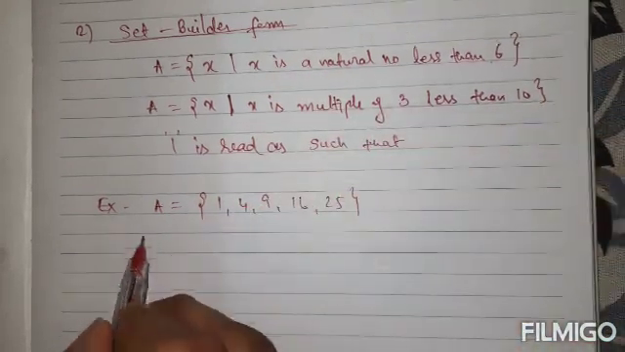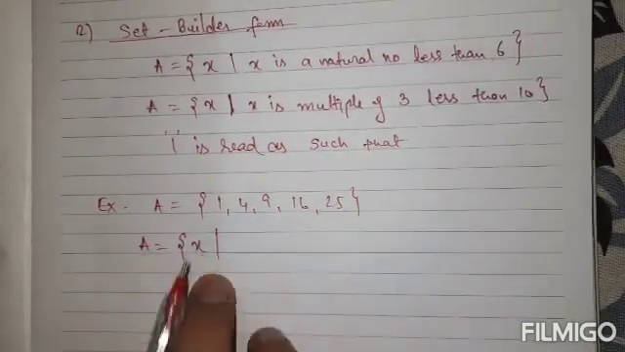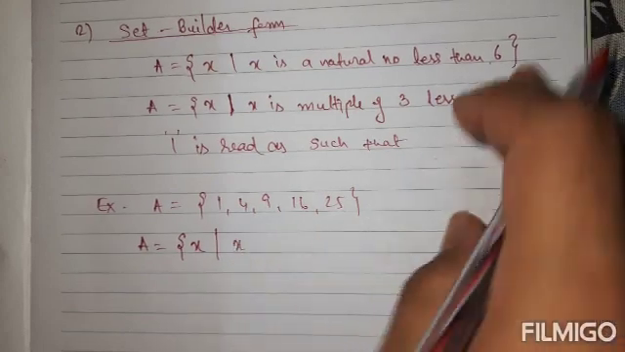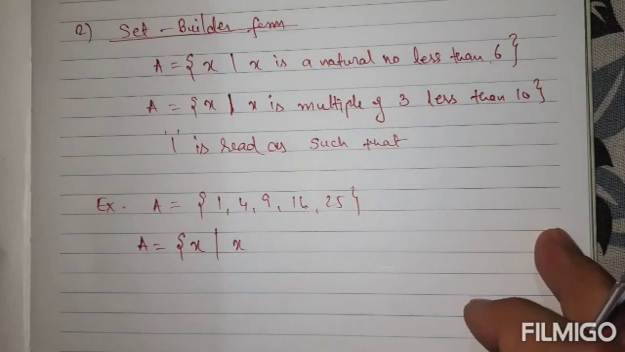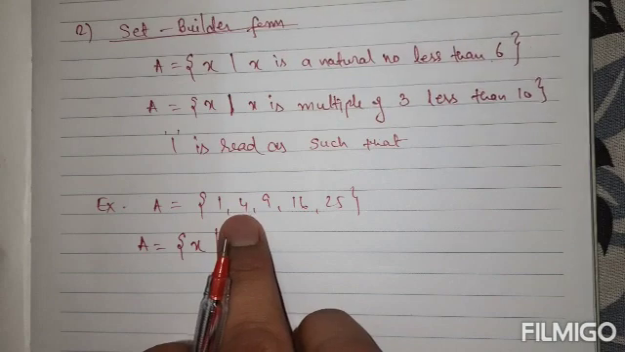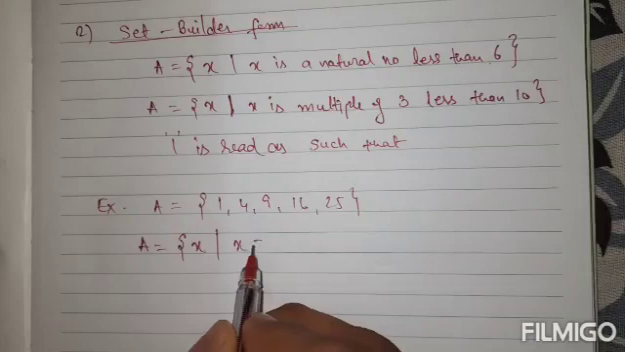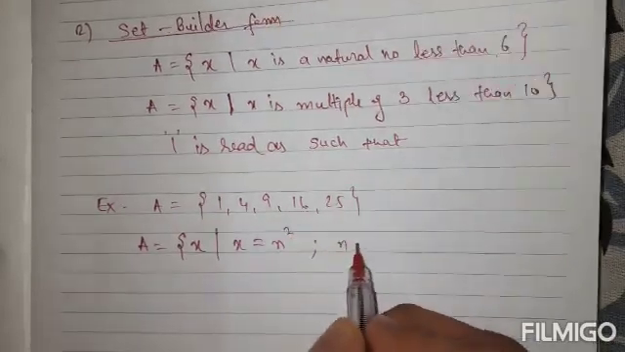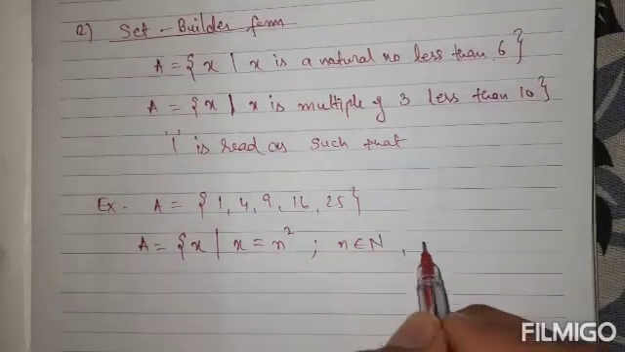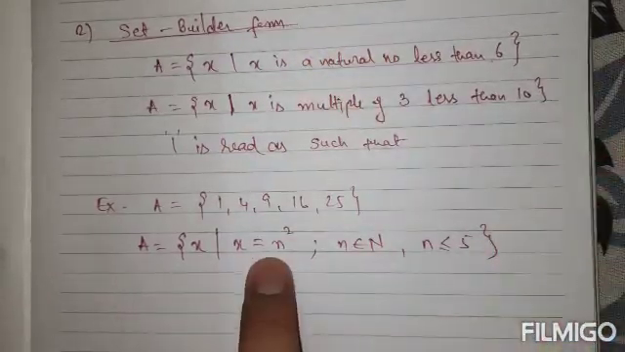This is the same set. It can be written in this way, in set builder form. A is the set of all x such that x... Now you can see that these numbers are the perfect squares of the first 5 natural numbers: 1, then this is the square of 2, square of 3, square of 4, square of 5. So it can be written as A is equal to n square, where n belongs to N and n is less than or equal to 5. It can be written in this way, x is equal to n square.